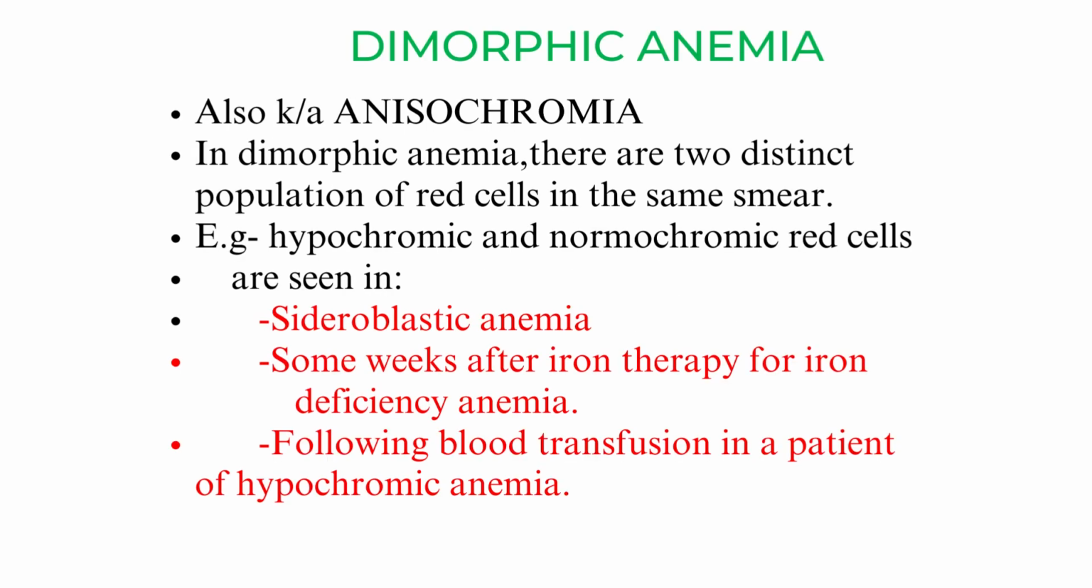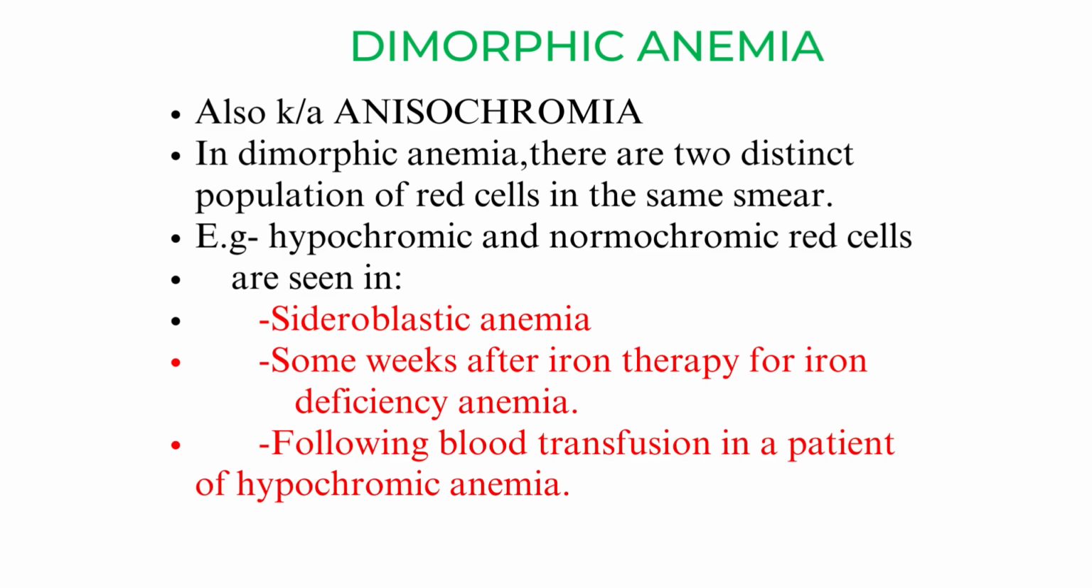Now coming to dimorphic anemia. Now this is very important. It is also known as anisochromia. So in dimorphic anemia, there are two distinct populations of RBCs in the same smear. Dimorphic, so there are two types, right? An example is when hypochromic as well as normochromic RBCs are seen in sideroblastic anemia, or after iron therapy for IDA, or after blood transfusion in a patient with hypochromic anemia.